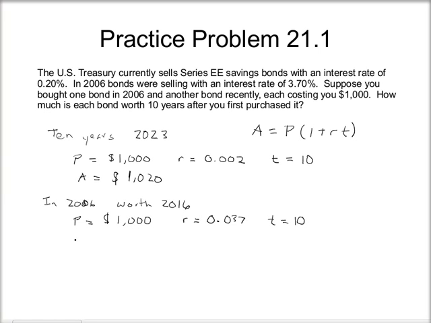I'm going to cash in my savings bond after 10 years. Then if I plug that into my formula, the amount I will have from that savings bond in 2016 will be $1,370. So for that one, I've got a return on my investment. I've earned $370 on top of the $1,000 that I invested in the savings bond. So that is a lot better than the savings bond that I just bought.